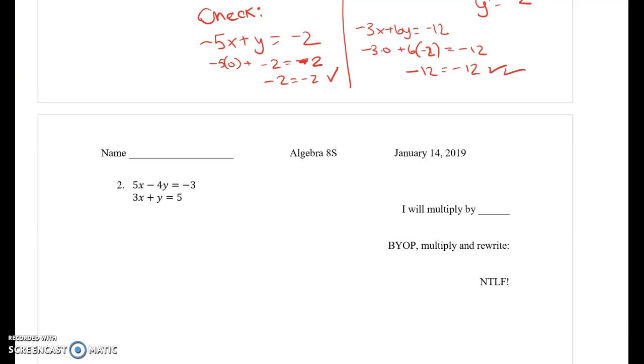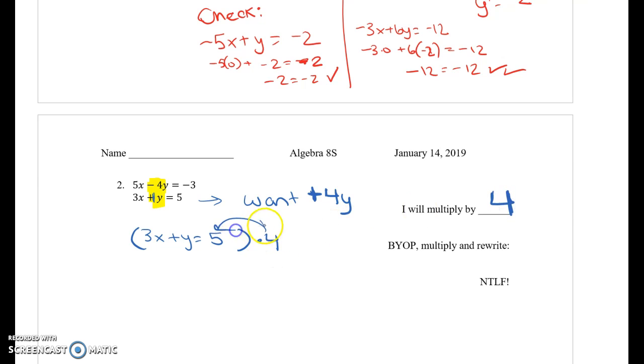Again, I'm looking for a number that's already a factor of another number. 5 and 3, that's for type number 4. It's going to be a little harder to deal with. But if I have a 1 and a -4, I want positive 4y. I can do that. So I'm going to BYOP, 3x plus y equals 5. I'm going to multiply by 4 to every piece, right?